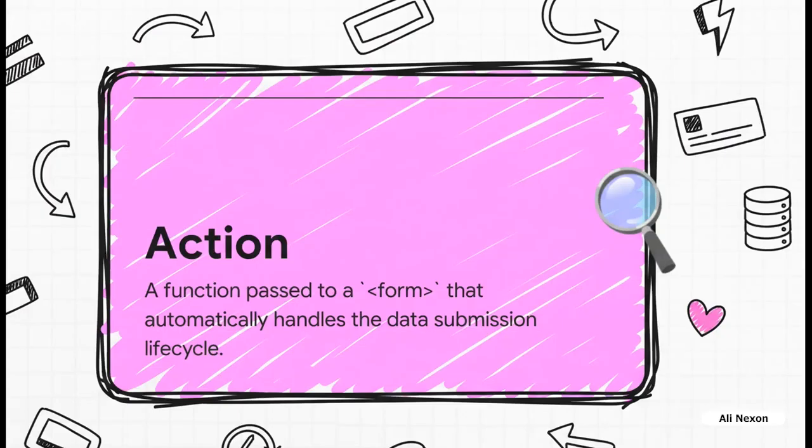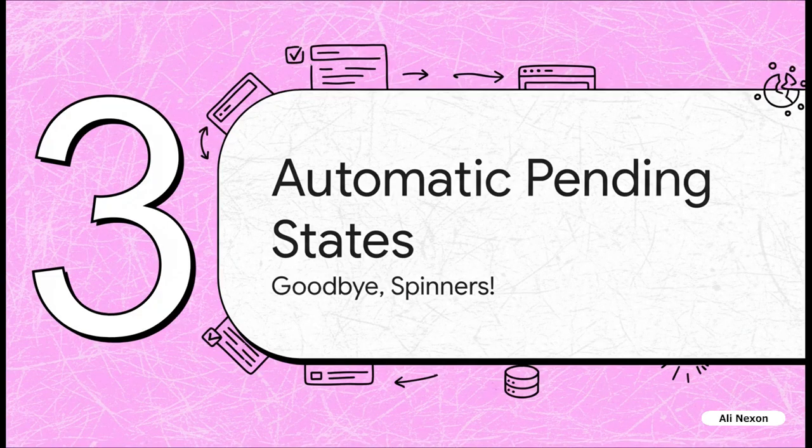Well, at its core, it's just a function. That's it. Usually an async function that you pass to a form or button. But here's the magic. React is now smart enough to understand that this function is changing data. And because it knows that, it automatically handles the whole submission lifecycle for you. And that brings us to the first huge superpower you get with Actions, automatic pending states.